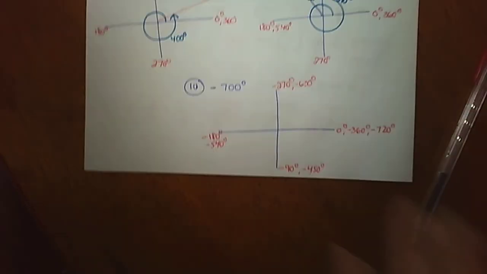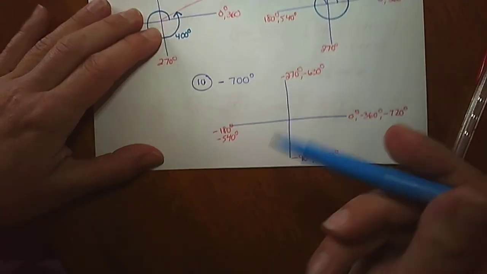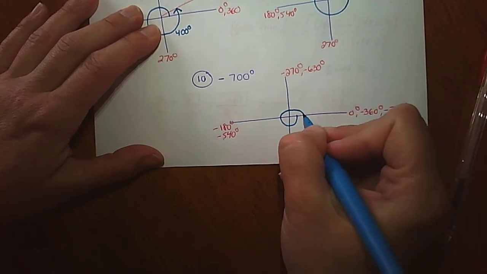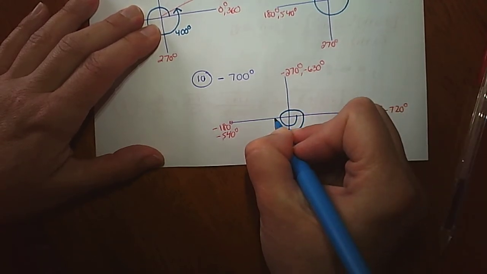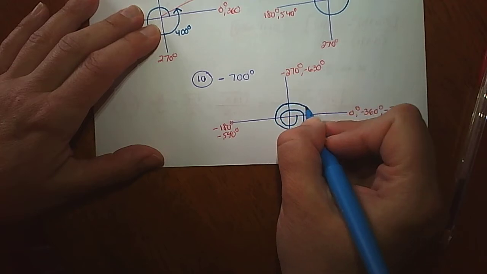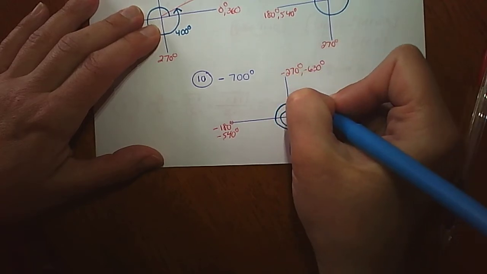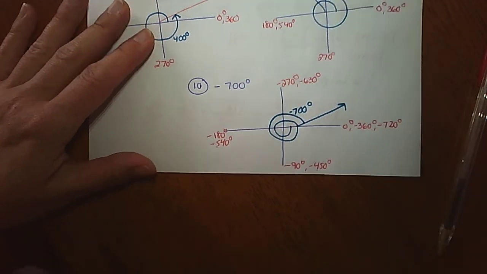All right, so let's check out what we did. So we went around once, that's negative 360, negative 540, and right about there. This would be negative 700. Okay.